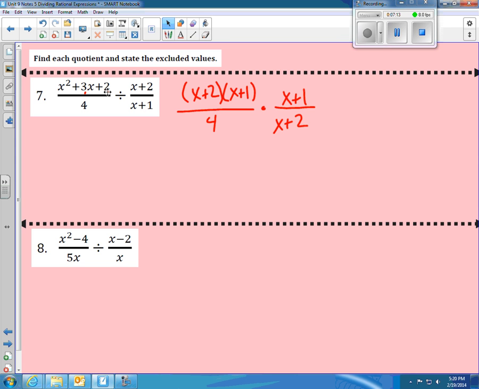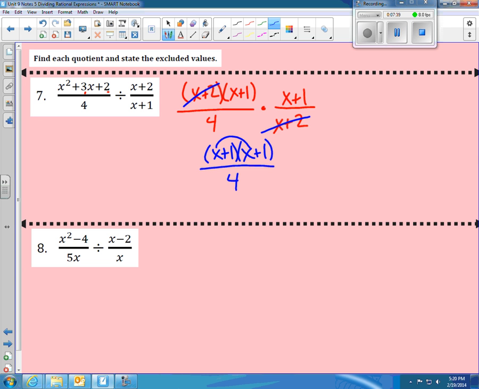Okay, so now I'm looking for anything that I can cancel out of the top that's also in the bottom. My x plus 1s are both in the top, so I can't cancel those out. So I'm actually going to have them both in my answer. X plus 1 times x plus 1, and all I have in the bottom is 4. The thing is that we need to simplify that top back together. So we have to either do foiling or we have to do box method. So I like to FOIL. That's what I grew up with.